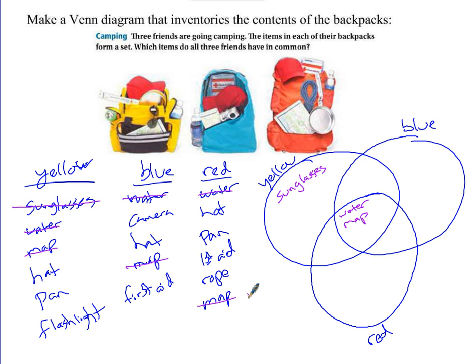How about the hat? Hat's in all 3. So I put the hat here and cross it off. Done, done, done. How about the pan? Just yellow and red. So I need to find where yellow and red only is. Here's yellow. Here's red. This is all 3. This is just yellow and red. So I put the pan there. And I cross them off. Done there, done there. How about flashlight? Just yellow.